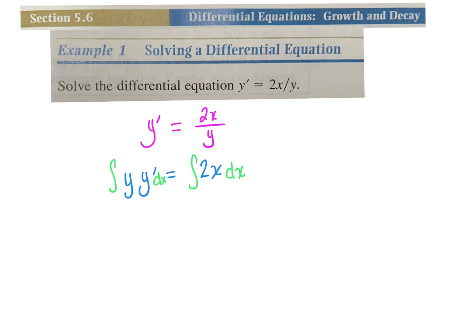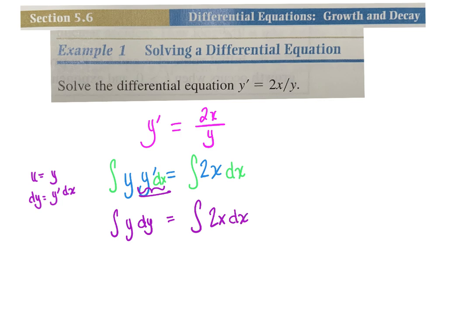if my u is y, then my du with respect to x is going to be the derivative of y, dy dx, or just dx, right? And so this is actually taken care of in the dy piece of it. And so you have this integration of y dy, because that's taken care of here, equal to the integration of 2x dx.